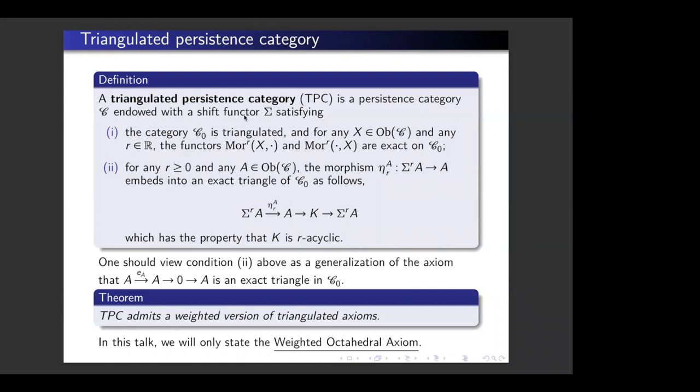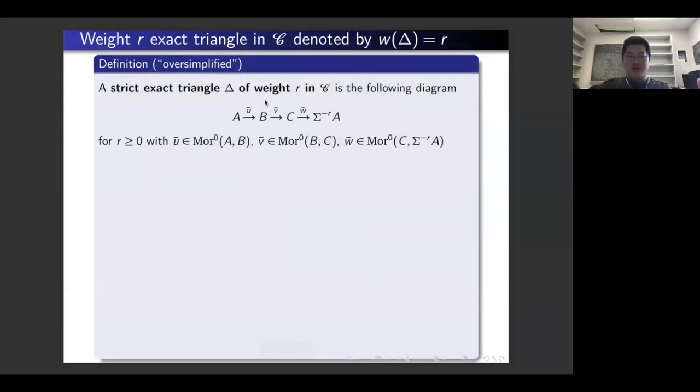So I have to move on here. Well, as I said, you have to define another new type of triangle. It's called a triangle with R. So it will be some triangle just like this. I write down A goes to B goes to C, but instead of A, I'm going to have some shift of A, that's minus R. And all the morphisms are lines in level zero. This is actually important.